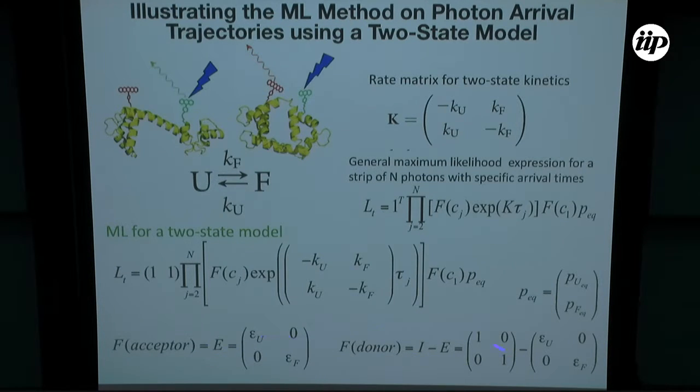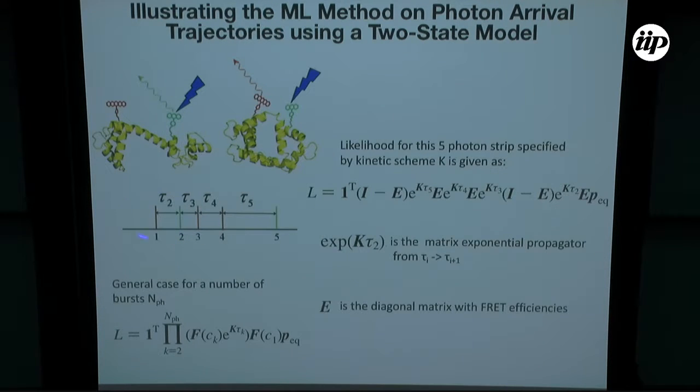So these are predefined. Then you will have the probability of being native and unfolded at the conditions of interest, and then you have this rate matrix. And then the maximum likelihood for any particular two-state model, which means any particular set of these two coefficients that also determine this, will come from this particular expression. And the way you calculate it is like this.